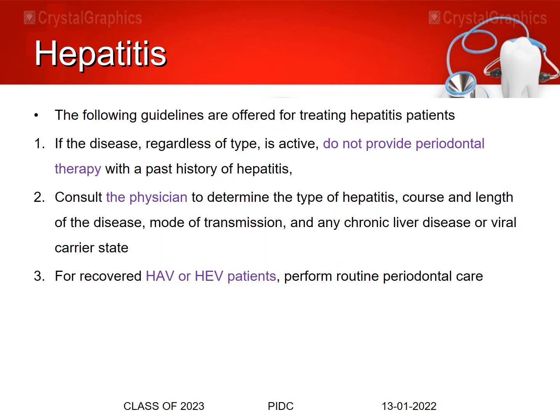Hepatitis, we have already seen a lot about this. The following guidelines are offered for treating patients with hepatitis. If the disease, regardless of the type, is active, please don't provide any periodontal therapy. Consult the physician. For recovered patients, especially HAV and HEV, that is hepatitis virus A and E infections, you can perform routine periodontal therapy.